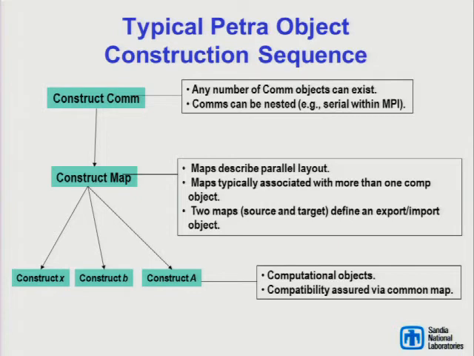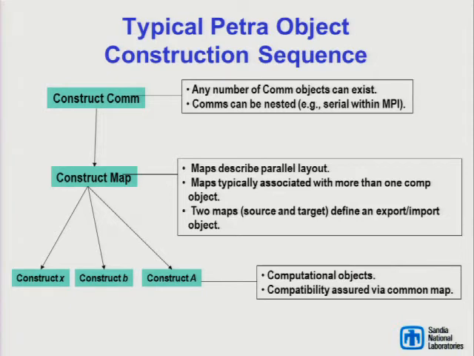So basically, there's two bits before we can actually get to something interesting. First off is a communicator, and the second is a map. The communicator is effectively an object that describes who I can talk to. So serial comm is an obvious one. I can talk to myself because I'm in serial. It's kind of a trivial thing.